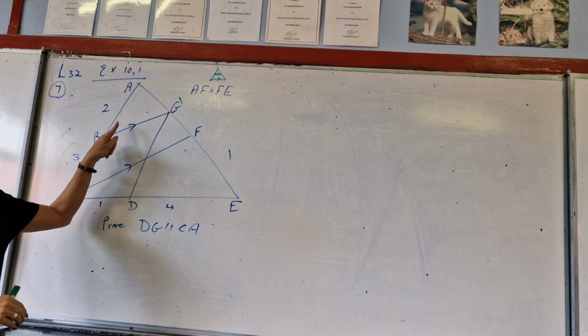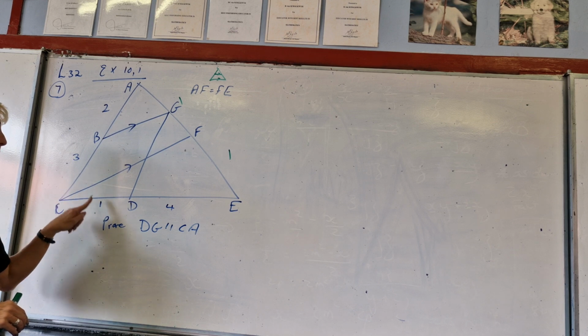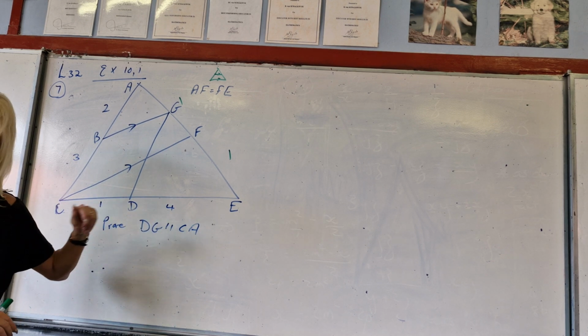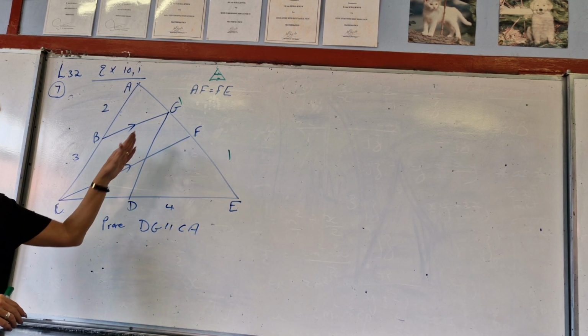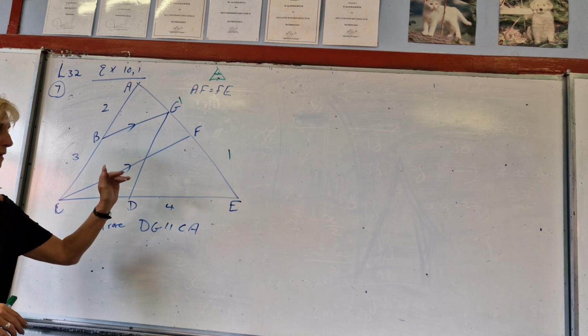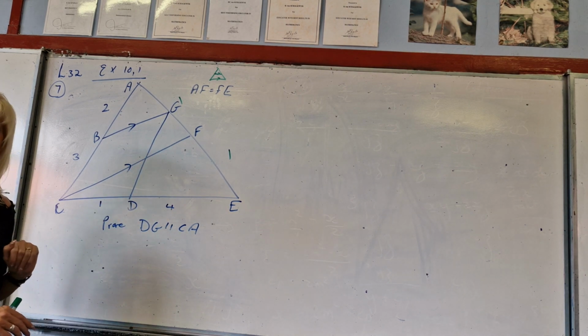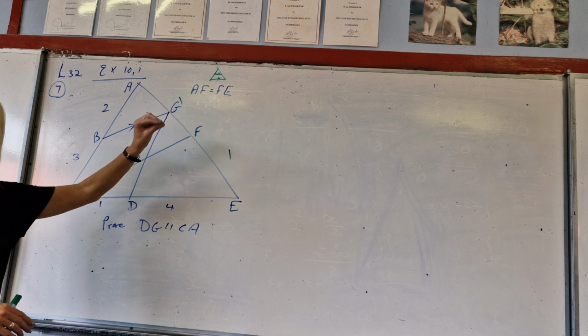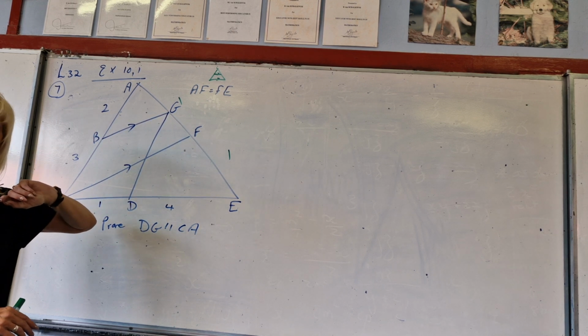This actually is 2 centimeters and 3 centimeters and 1 centimeter and 4 centimeters. They gave that to you. But if you just have ratios, you don't say 1 and 4 and whatever. You call it 1x and 4x if you need to.